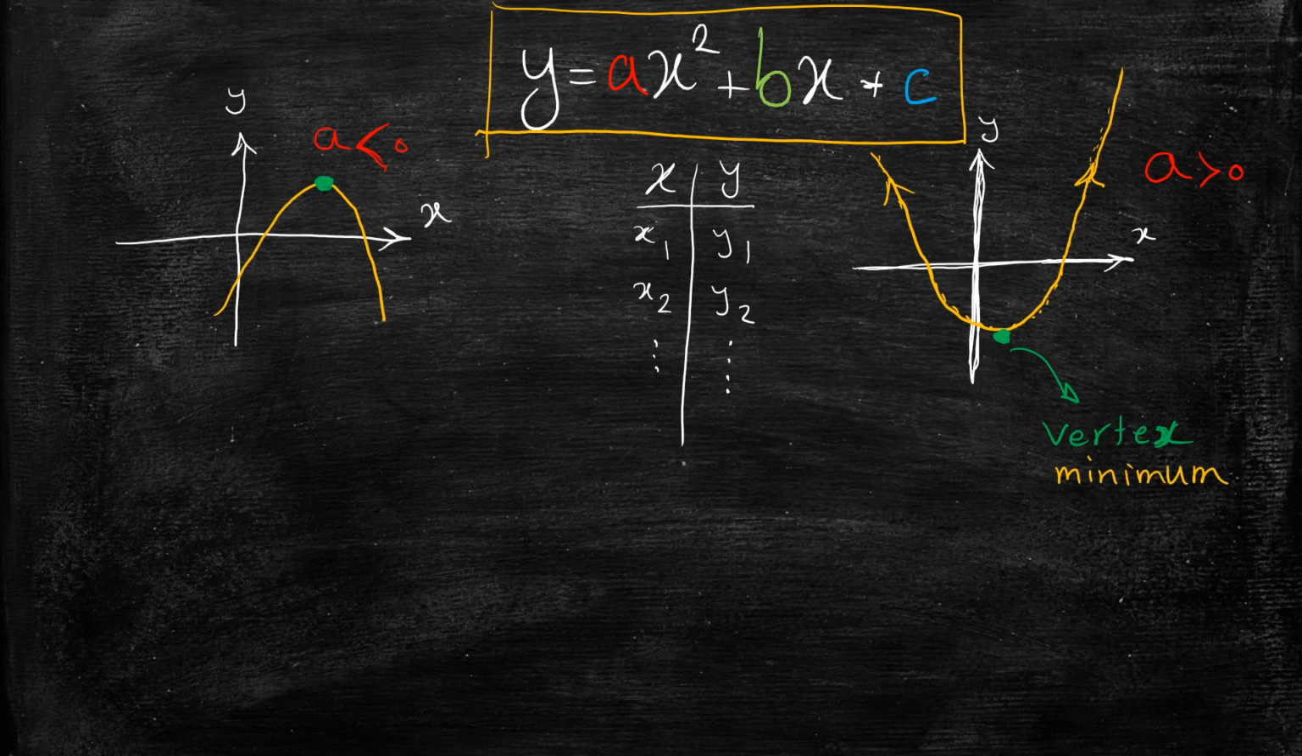And on the other hand, when A is negative, the graph is just shooting down. It's just going down, down. So the highest value, the maximum, is the tip, the vertex. So when A is negative, the vertex is the maximum.